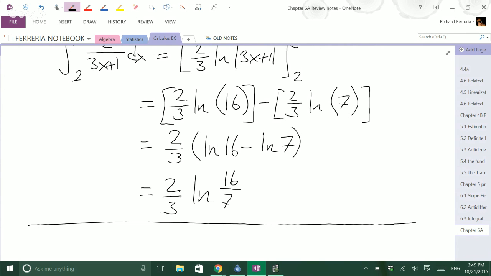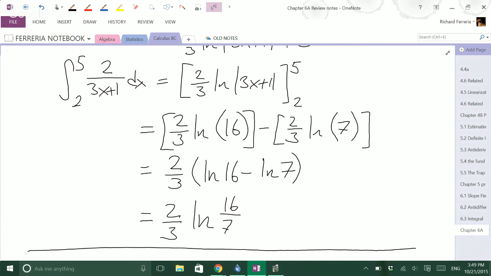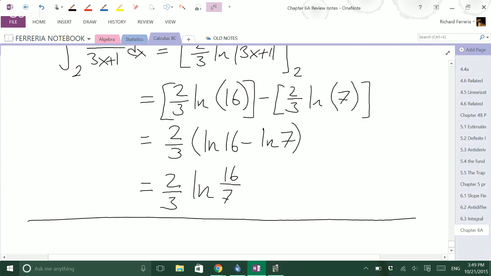If it was 2/3 natural log of 16 plus natural log of 7, that rule wouldn't apply. Yeah, that rule would be 2/3 natural log of 16 times 7. And I don't know what 16 times 7 is, like 112. I don't know, whatever that is. Okay.